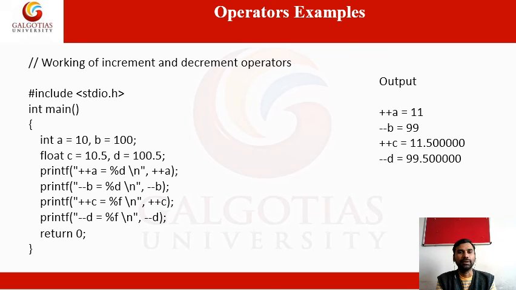Next, increment and decrement. Likewise, we assign the value a equal to 10, b equal to 100. So we apply the increment operator. What happens due to the incrementation? a equal to a plus 1. So 10 plus 1 is 11. Here the decrement operation. What happened? b equal to b minus 1. So 100 minus 1 is 99.